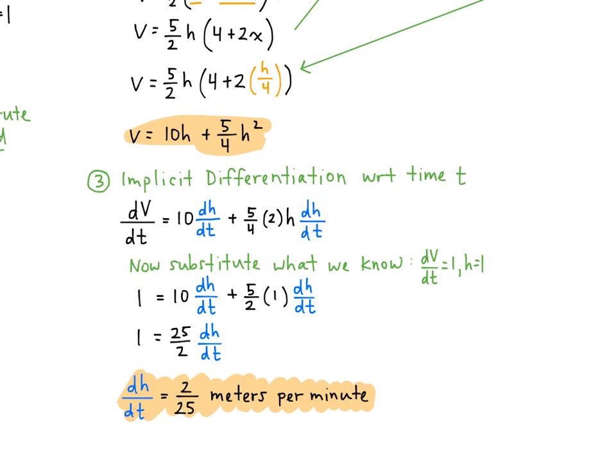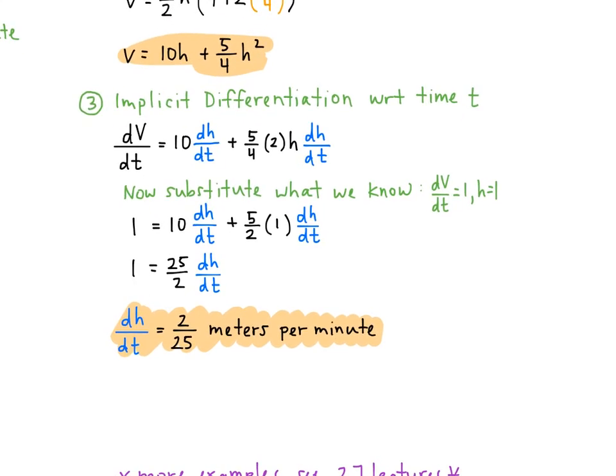Okay, so now we can substitute what we know. We labeled this in the beginning. We know dV/dt is 1 and we know h is 1. So we substitute that in for dV/dt and we substitute that in for h. And now all we have to do is solve for dH/dt, cleaning everything up and getting dH/dt all by itself. And don't forget to use the proper units. So we end up with the rate at which the height of the water is changing, that's dH/dt, is equal to 2/25 meters per minute.